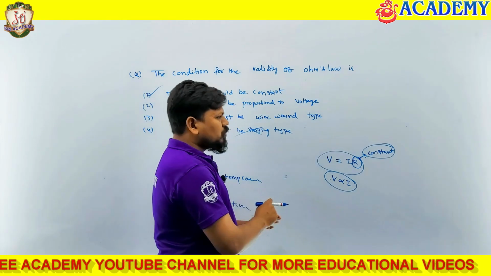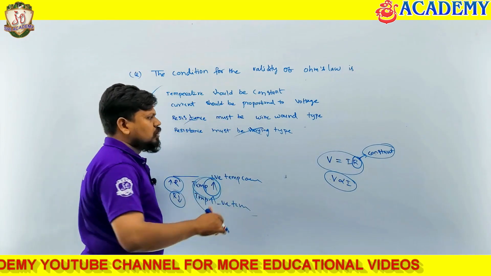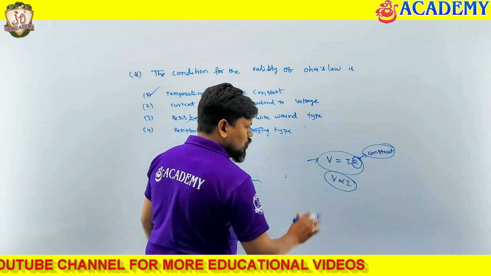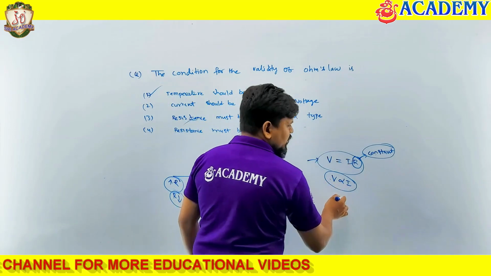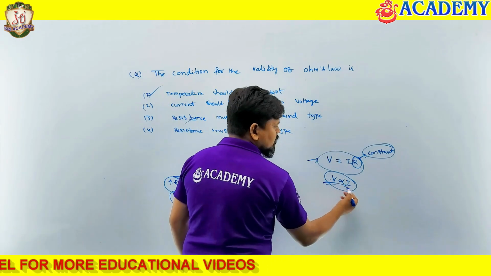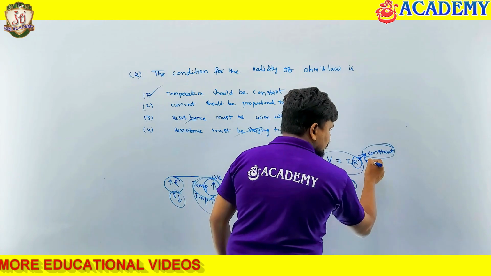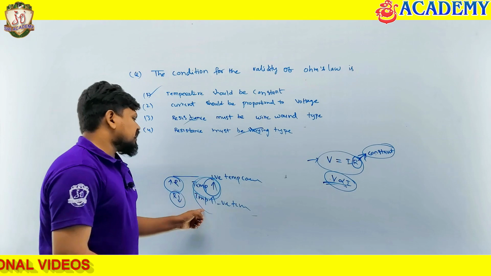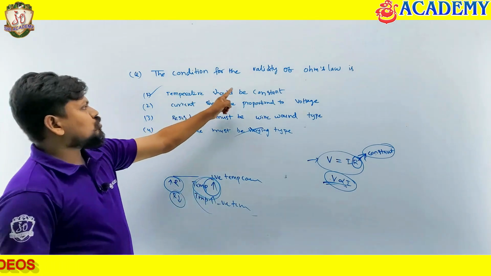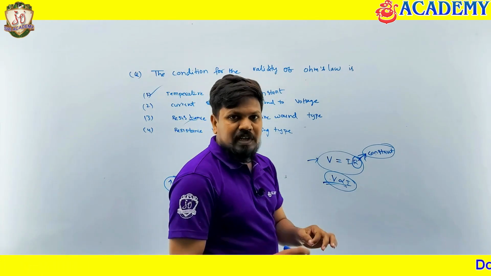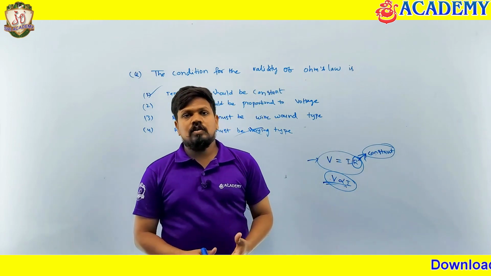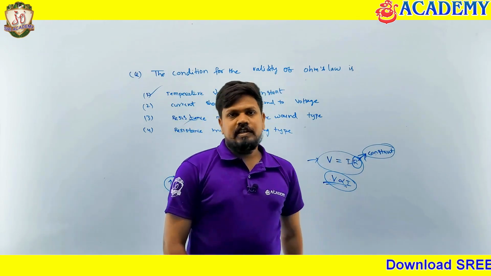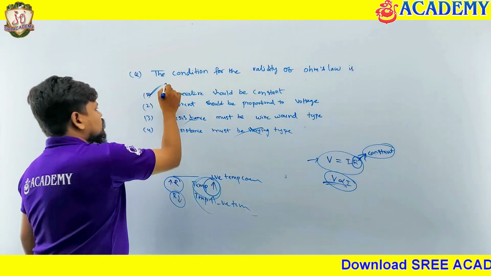Very simple question, and so many times they have asked what Ohm's law means. This is Ohm's law, V is proportional to I. How can we write it directly like this? Because we are considering resistance constant. Resistance is constant whenever temperature is constant. Whenever temperature is constant, then only Ohm's law will be validated. So that is the answer for this question.